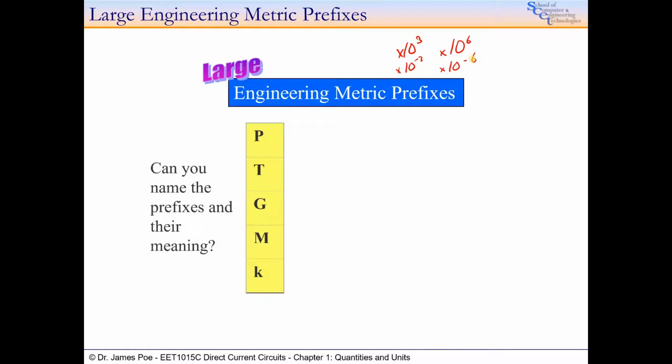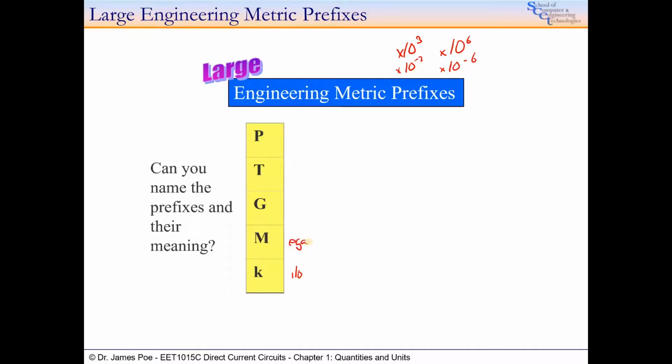Let's look at the big ones first. Down here at the bottom, we have 10 to the 3. Remember, 10 to the 3 would be how many? Well, it would be 10 times 10 times 10, which is 1,000. So most of you could probably get this one, right? 10 to the 3 is going to be kilo. I'm going to write it here, but I'm going to pull it all up in a second. Okay. Next up, we have M for mega.